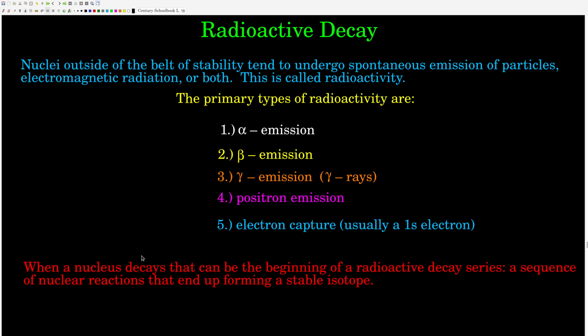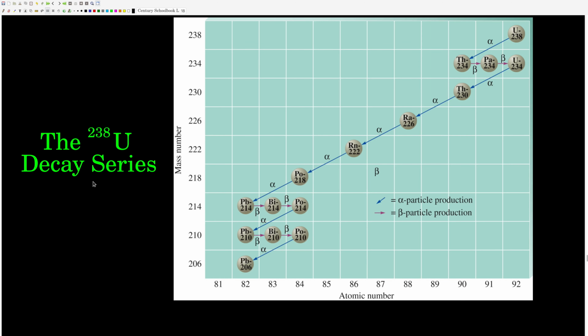Also, when a nucleus decays, a lot of times that's not the end of the story. The daughter nucleus, the one that's produced, decays, and then its daughter nucleus decays, and so we get this sequence of nuclear reactions until we end up falling into that belt of stability and we get a stable isotope. Sometimes it's a fairly long process. For example, uranium-238.